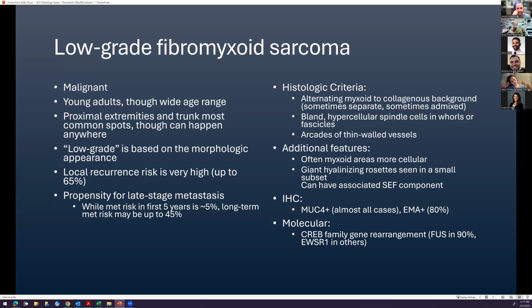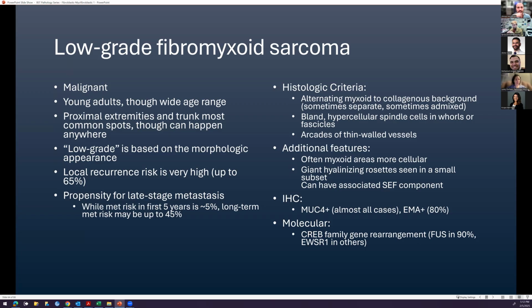And that low grade idea is based off the morphologic appearance, right? But it actually has a really high risk of local recurrence. These things are quite infiltrative, and the natural history is for it to recur quite often. So recurrence up to like 65%. And the problem with these is that they have this weird propensity for late stage Mets. So the Met rate is actually pretty small, like 5-ish% in the first 5 years. But past that, Met rate is actually pretty high, up to like 45%.